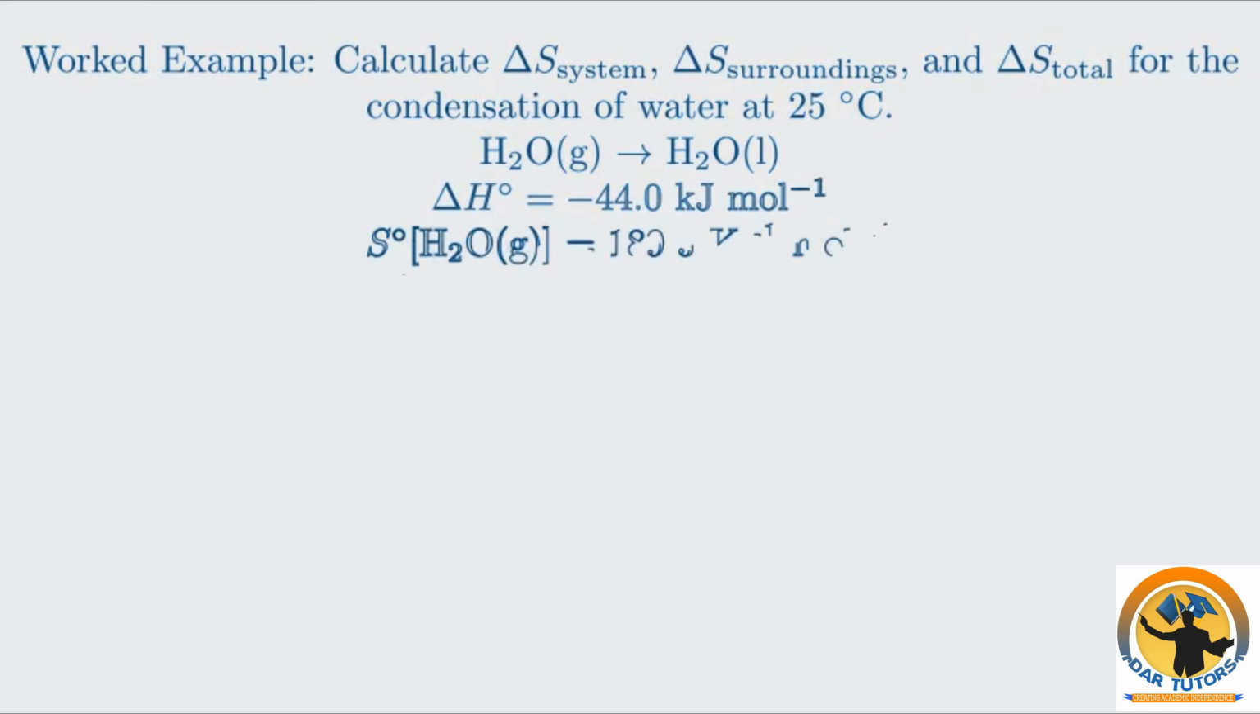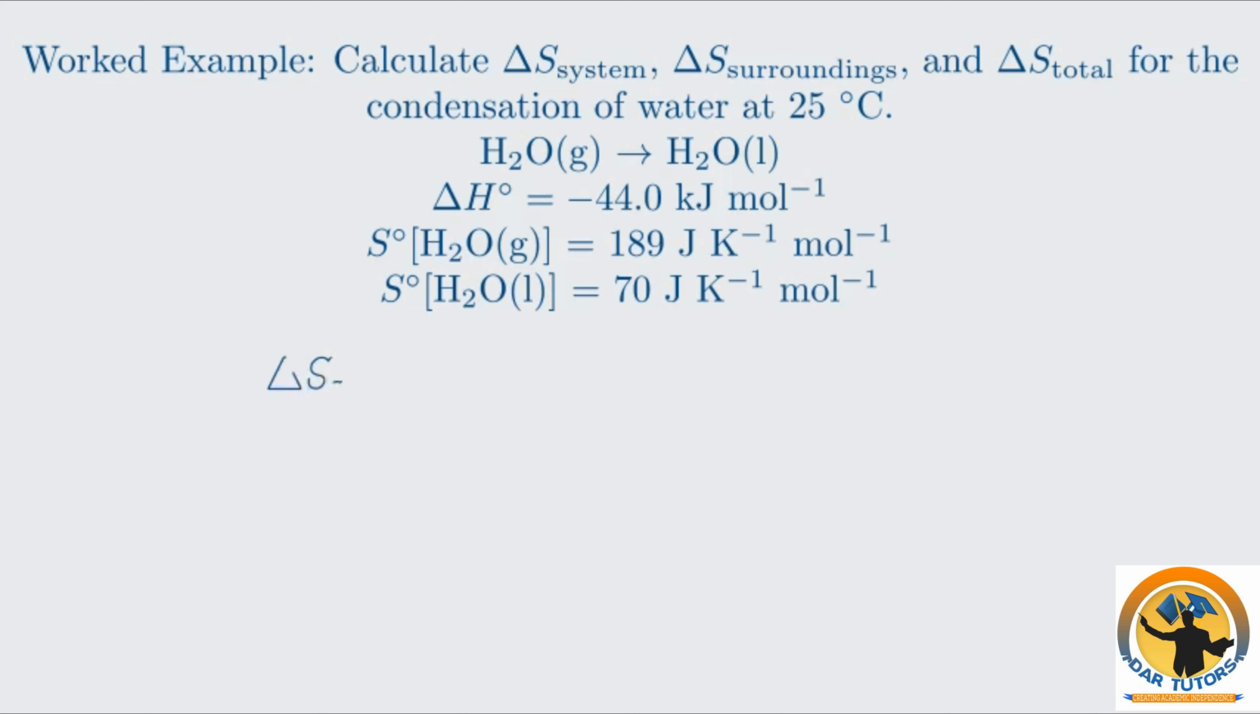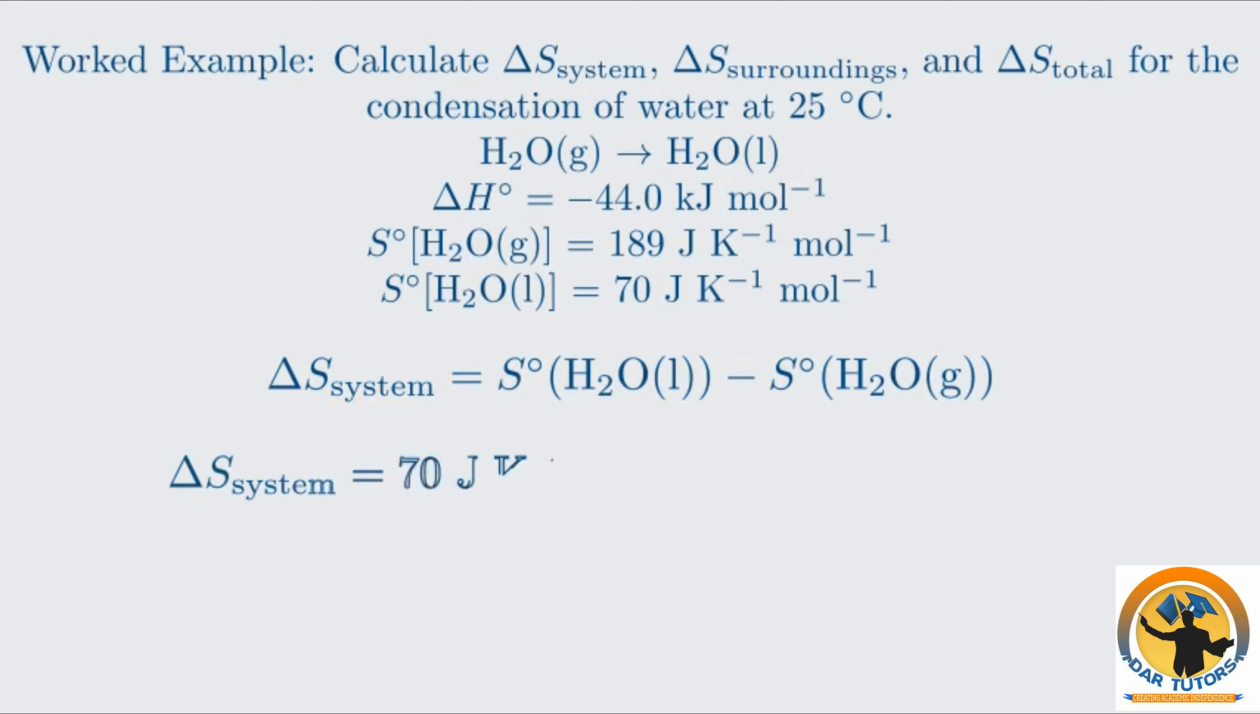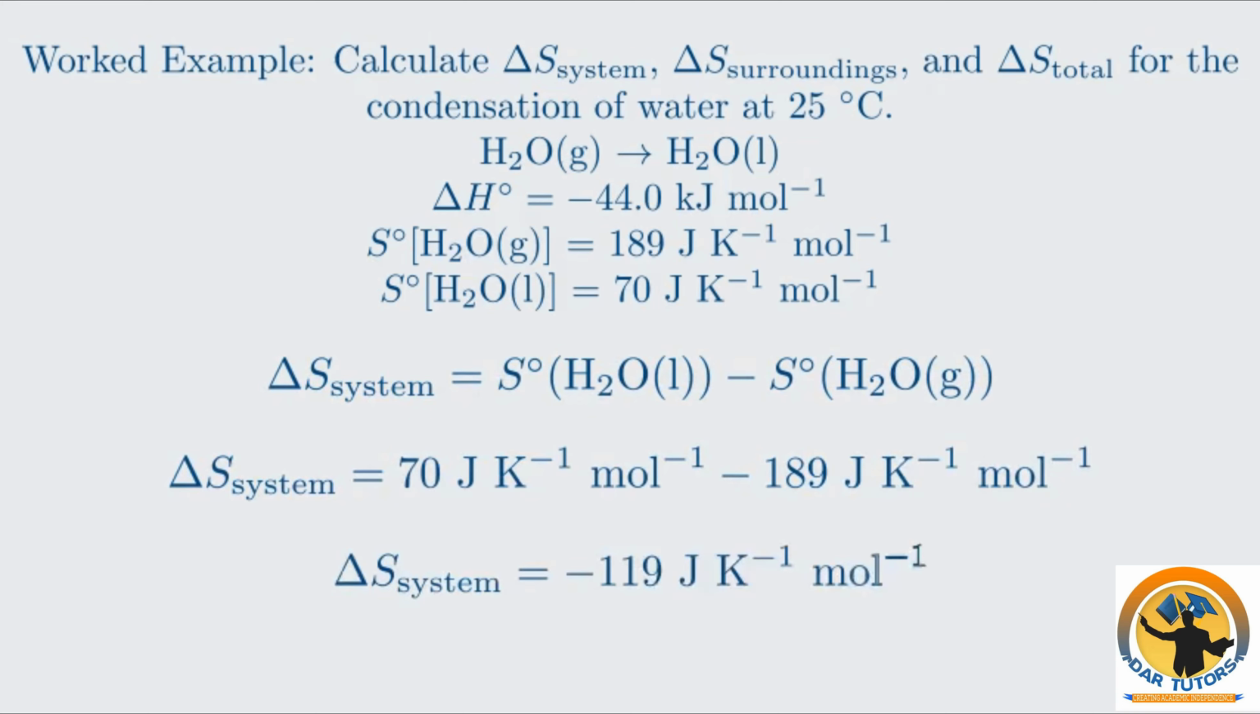We now have all the tools to perform a full spontaneity analysis by calculating the total entropy change. Let's do another worked example. Let's analyze the condensation of water vapor on a window at 25 degrees Celsius. Our strategy will be to calculate ΔS system, then ΔS surroundings, and finally their sum, ΔS total. First, for the system's entropy change. The system entropy change is the product entropy minus the reactant entropy. This gives 70 minus 189, which is negative 119 J K⁻¹ mol⁻¹. The entropy of the system decreases, which makes sense as the ordered liquid forms from the disordered gas.